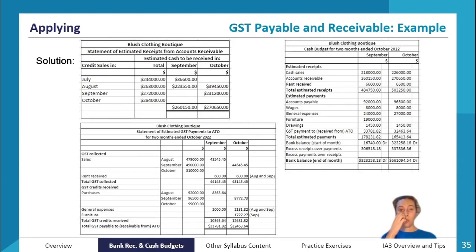Now we've got our solution. So we've got our estimated receipts from accounts receivable, that same process that we saw before. We've got our cash budget, the process that we saw earlier, but we've also got our estimated GST payments to the ATO, the Australian Taxation Office, as well. So we have that similar process as before, where we're just plugging in those numbers that we found in our calculations.